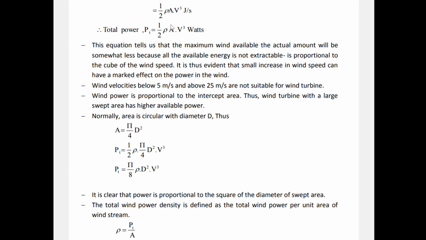So put the value of A in this equation. Pt is equal to 1/2 rho pi by 4 d square into V cube. So now Pt is equal to pi by 8 rho d square V cube. It is clear that the power is proportional to the square of the diameter of the swept area. The total wind power density is defined as the total wind power per unit area of wind stream, so it is equal to Pt by A.